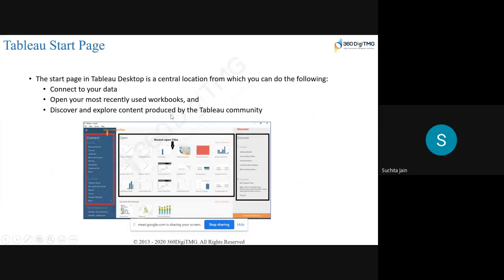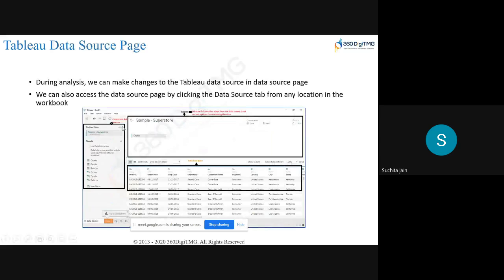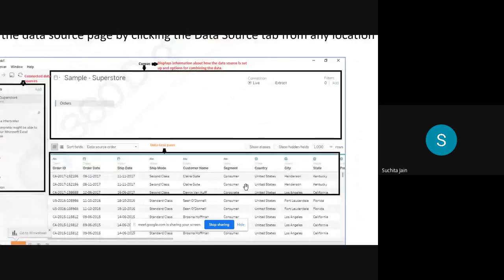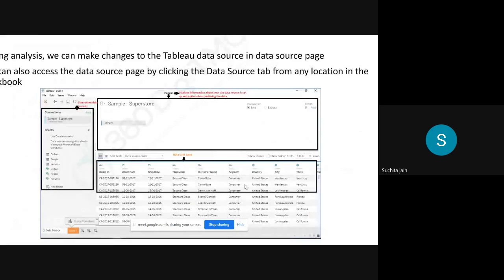Then the Tableau environment. This is how the start page looks. Then how you pull in a file, how you get the data into the Tableau environment, and this is how your data is represented in Tableau.